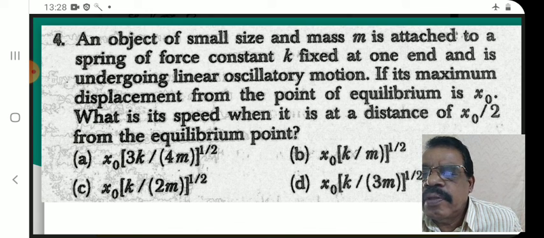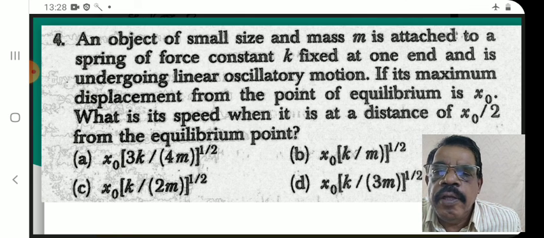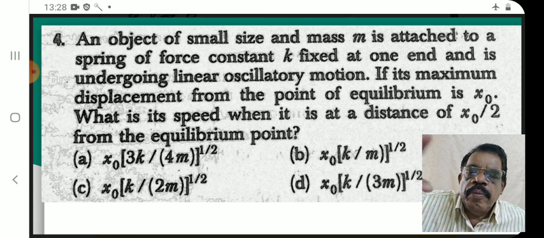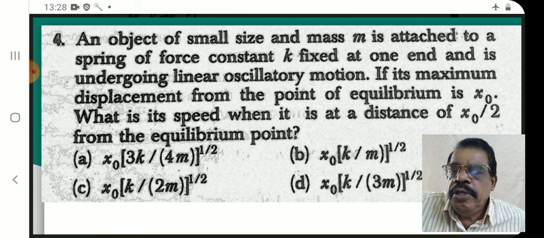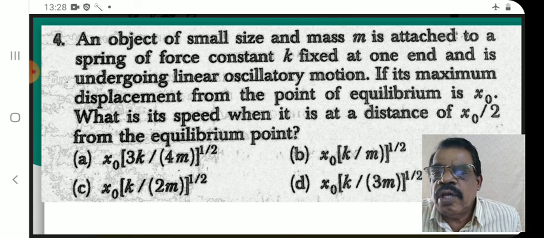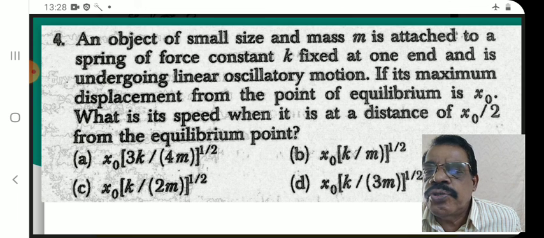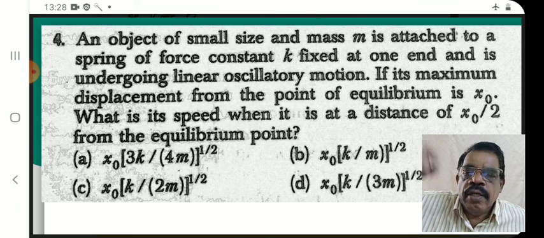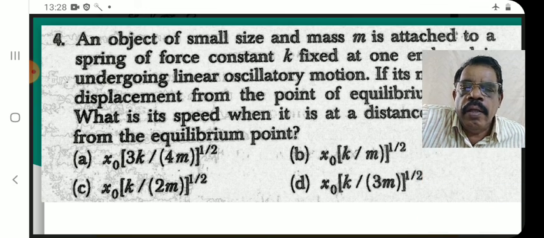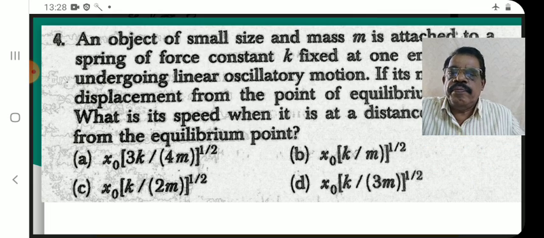Answers are: a) x0 into 3k/4m raised to half, b) x0 into k/m raised to half, c) x0 into k/2m raised to half, d) x0 into k/3m raised to half.